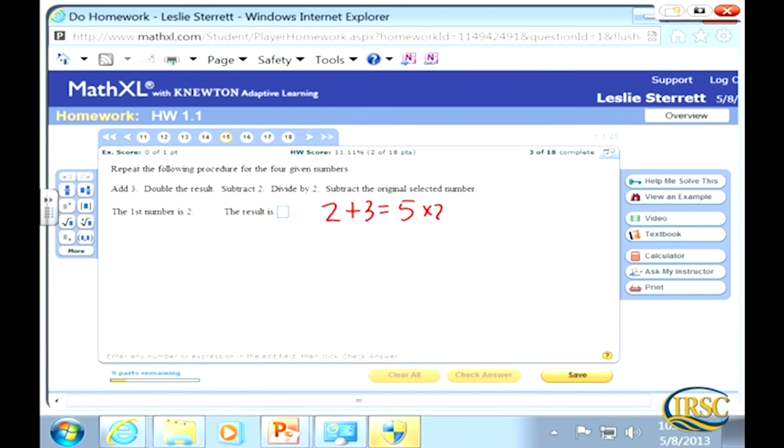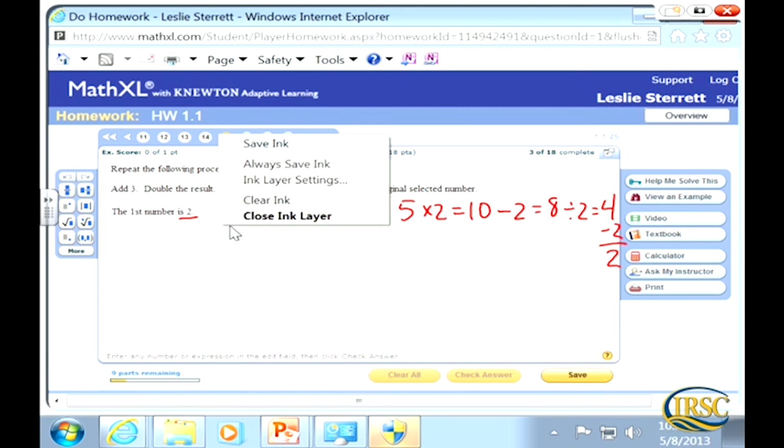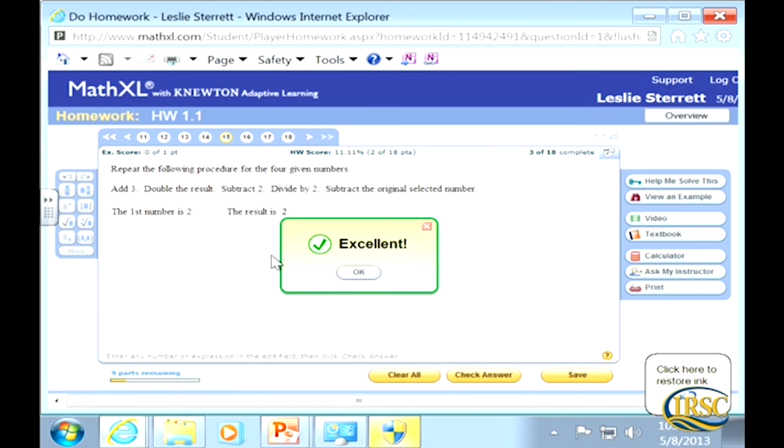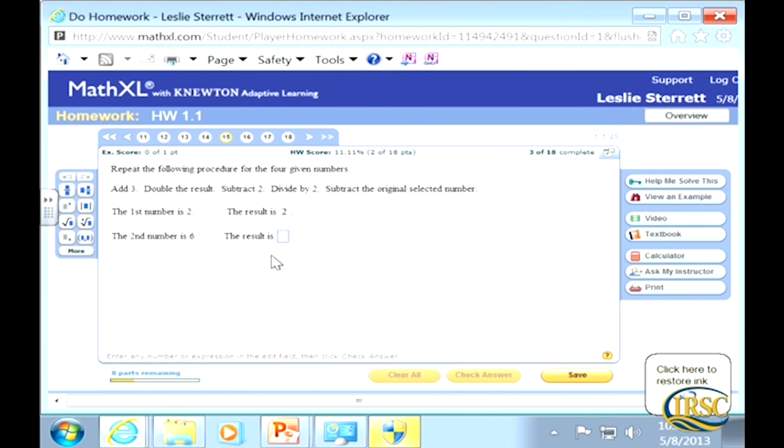It gives me 10 because I'm doubling it, multiplying by 2. Subtract 2, so I get 8. Divide that by 2, and that gives me 4, and then subtract the originally selected number. In this case, the original number was 2. So subtract 2, and I get 2. That's my answer, so I'm going to type my answer into the box. Okay, typing in a 2. Excellent. Now we're going to do that again with the number 6.